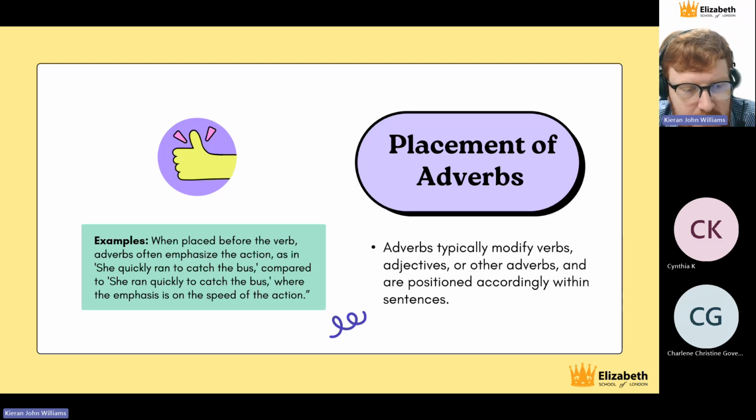As we've learned, adverbs can describe verbs or adjectives or other adverbs. When they are placed before the verb, adverbs often emphasize the action. So, she quickly ran. What we're emphasizing there is the action about her running. But if we say she ran quickly to catch the bus, the word order is different there, and the emphasis is on how fast she was doing it. There's a slight difference in meaning there, but in general, it works quite fine.